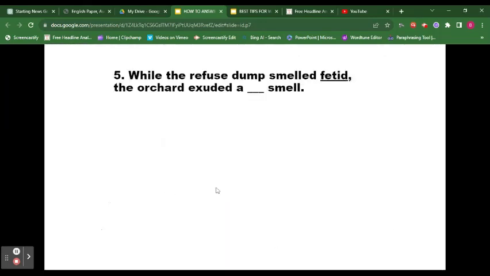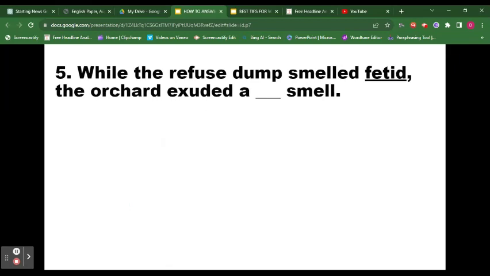This brings us to question number 5. While the refuse dump smelled fetid, the orchard exuded a dash smell. We are looking for the opposite of fetid. When you consider the smell or odor of something as fetid, what does it mean? It's of course a negative odor, a foul odor, if you like.